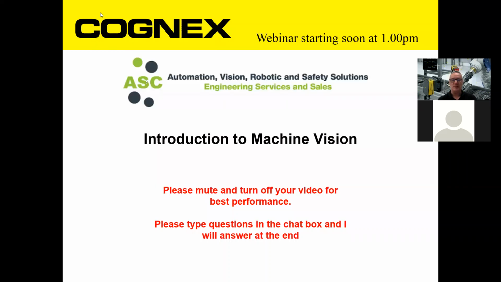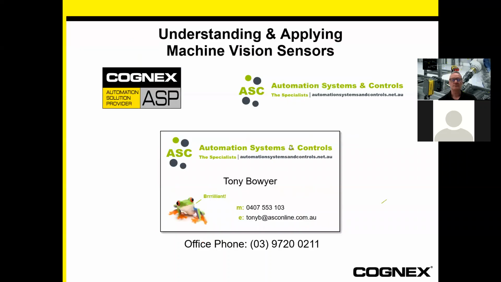Firstly, I'd like to introduce myself. This is our introduction to machine vision. I'm Tony Bowyer. I've been doing machine vision for 25 years, thereabouts, showing my age. We are Automation Systems and Controls. We're a Cognex automation solution provider, so we have access to selling all the Cognex products and assisting, providing solutions with their gear.